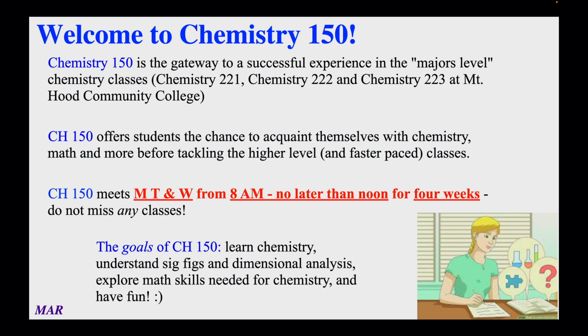As I said earlier, Chemistry 150 is a great gateway to a successful experience when you take the majors level sequence of chemistry classes. At Mount Hood Community College, that's Chemistry 221, 222, and 223. They might be listed as 221Z, 222Z, etc., but they're the same classes, and these are the classes people take when they want to major in the sciences, for example biology, physics, a lot of engineering, stuff like that. So it's a great set of classes that I like a lot.